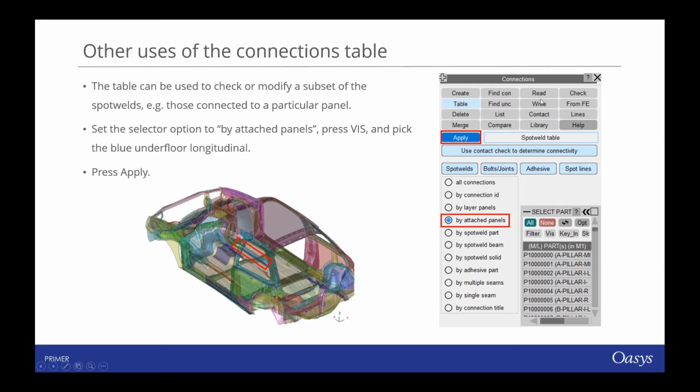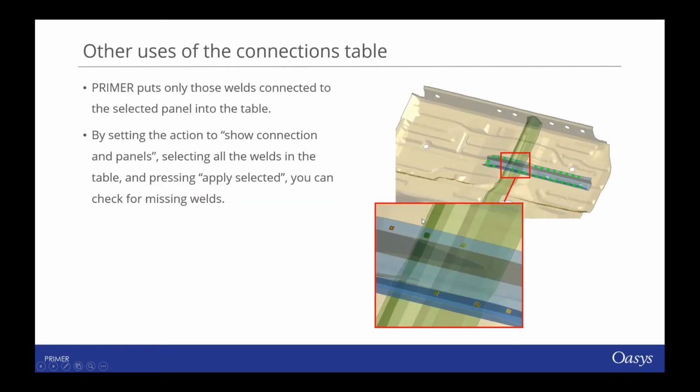So in the selector panel, when you've gone onto table, as I just did, you could go by attached panels, pick a panel in the screen area and click apply. And then Primer will put only those welds connected to the selected panel in the table. So rather than bringing in all connections, it just has those associated. And if you set the action to show connections and panels, selecting all the welds in the table and pressing apply, you could check for any missing welds in the model, and it would highlight just those in particular.